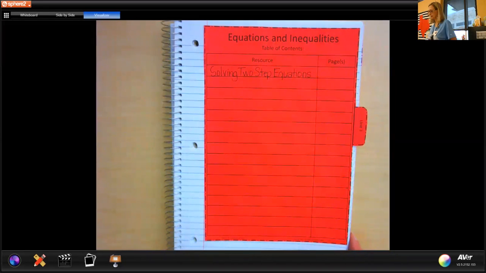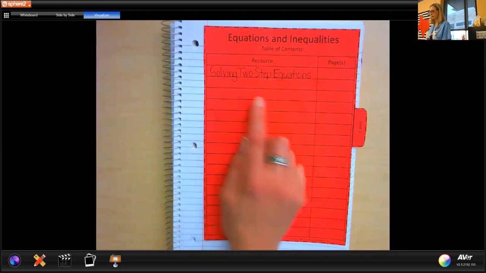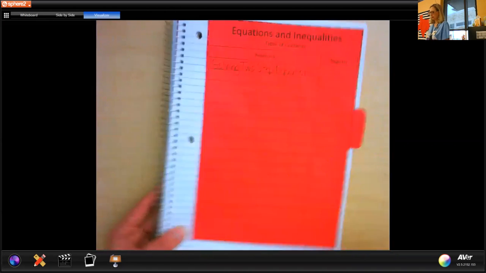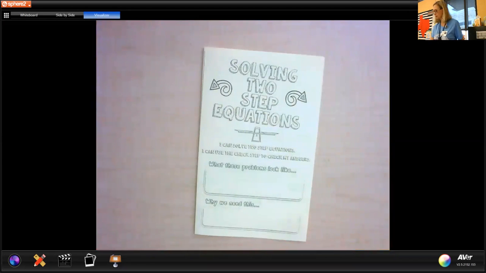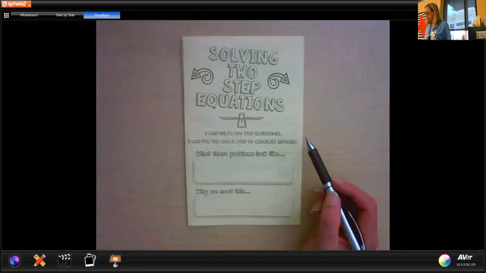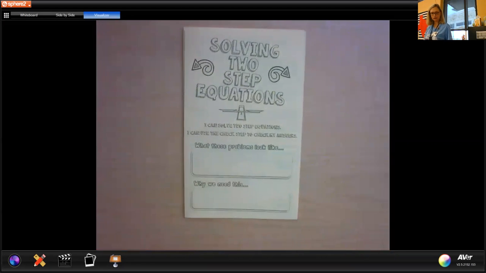Today, we're beginning our new unit, Equations and Inequalities. If you will add to your new table of contents, solving two-step equations. Our foldable today, solving two-step equations, says I can solve two-step equations. I can use the check step to check my answers.